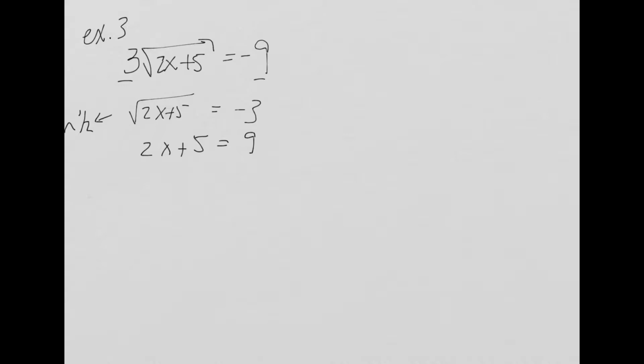Now to solve for x, I'm going to subtract 5. So I get 2x is 4. Then I'm going to divide by 2 and get x equals 2. Okay, so I got x equals 2, but we gotta check it. So let's check x equals 2.